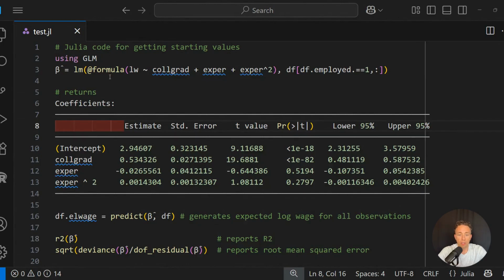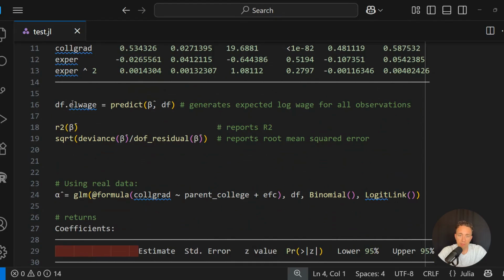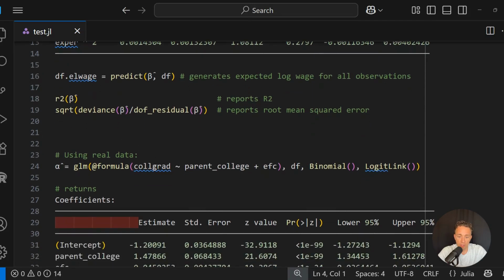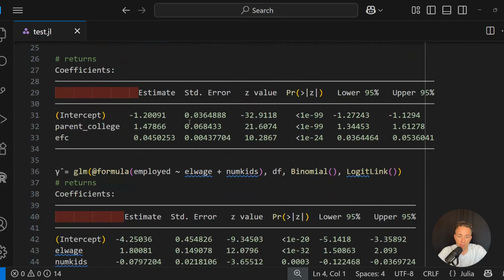So we have some Julia code here. We can estimate the log wage equation very simply, and we get these coefficients. Then we can get predicted log wages that are going to enter our utility function later. We can also look at the R squared and the root mean squared error and so forth. We can also do a logit of, is the person a college graduate, based on the variables that enter the U1 equation. And we see that having a parent who went to college is a strong predictor of the child attending college and graduating from college.